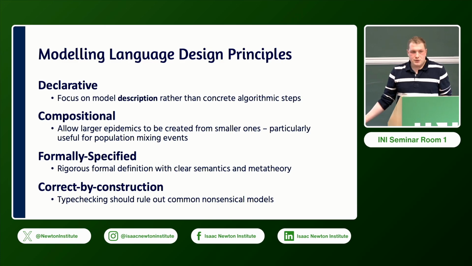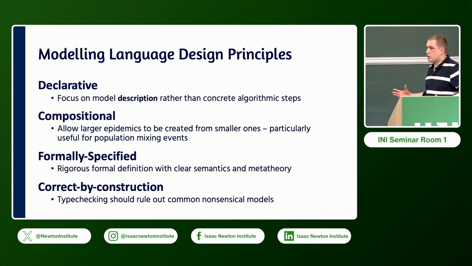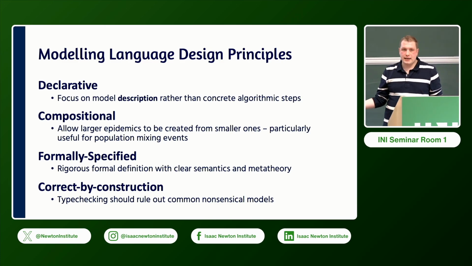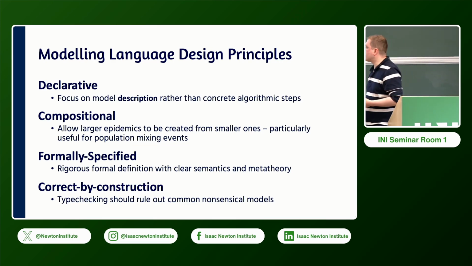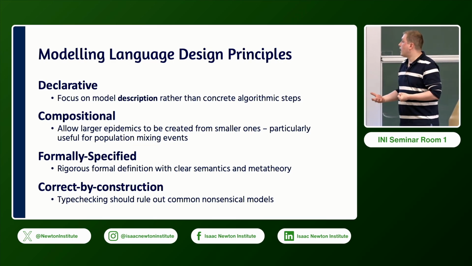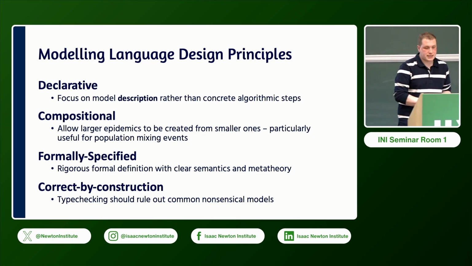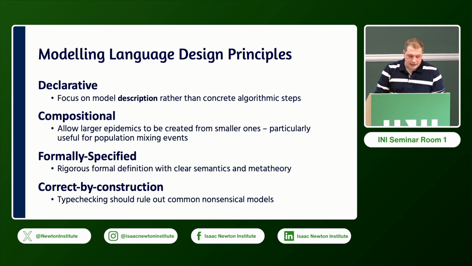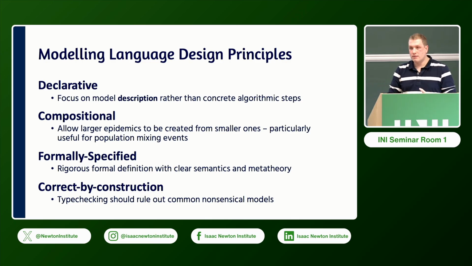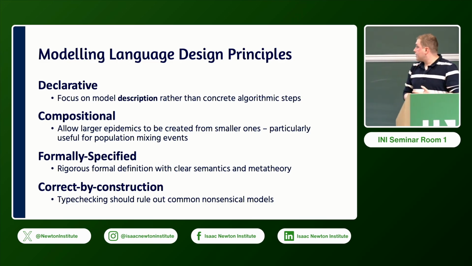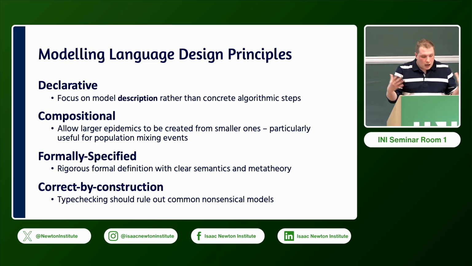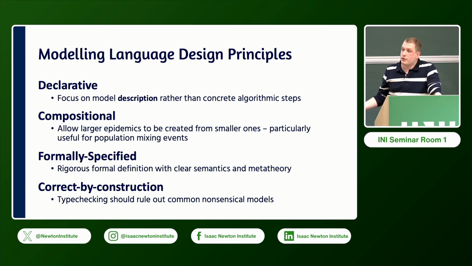Coming from the programming languages world, we'll always want a formally specified language, so we want the syntax and the semantics all rigorously defined, and then we can go and prove properties about the metatheory. And finally, we'll want it to be correct by construction. Type checking can rule out many quite nasty things that would otherwise manifest themselves at runtime, statically. And we want to use a lightweight type system with quite a lot of type inference to rule out common nonsensical models.